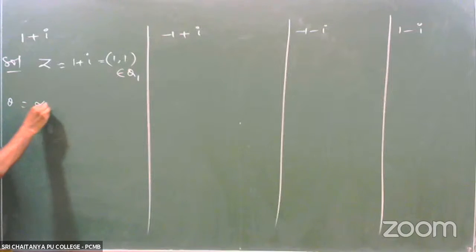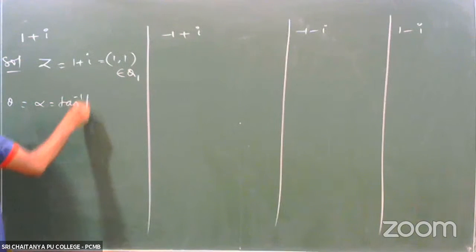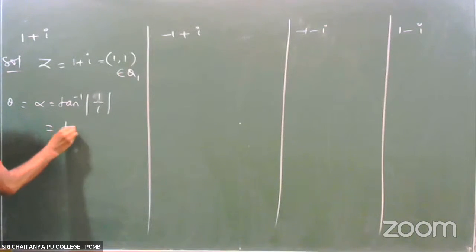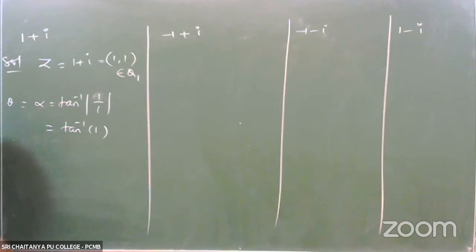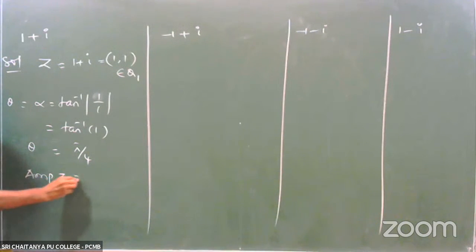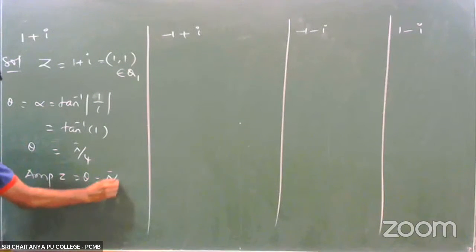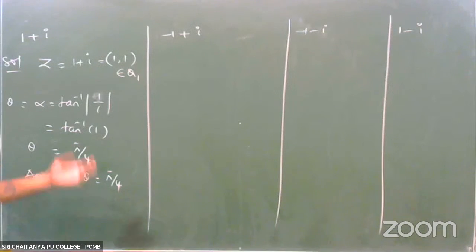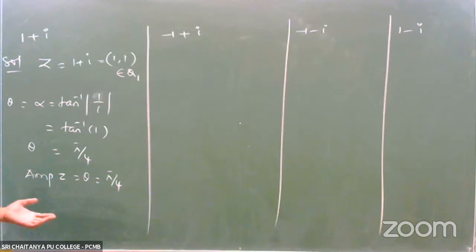Therefore theta is equal to alpha value, which is equal to tan inverse of mod of 1 by 1. In inverse trigonometric functions, you know that tan inverse of 1 is equal to pi by 4. So the amplitude of z is equal to theta, which is equal to pi by 4. This is also called the argument or amplitude of a complex number. It is given by theta is equal to pi by 4.